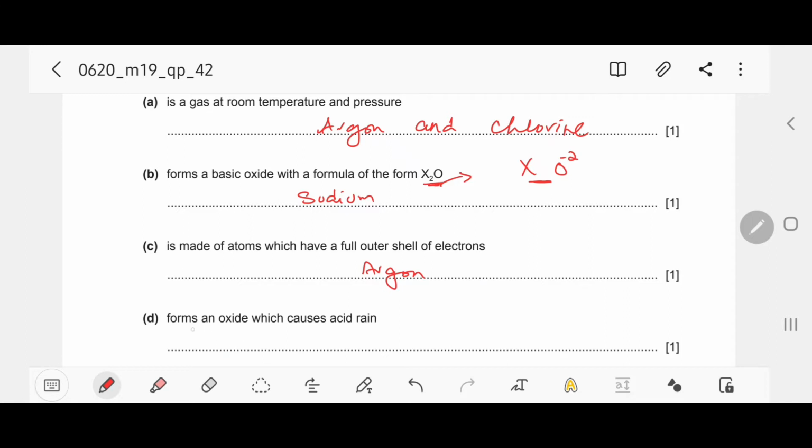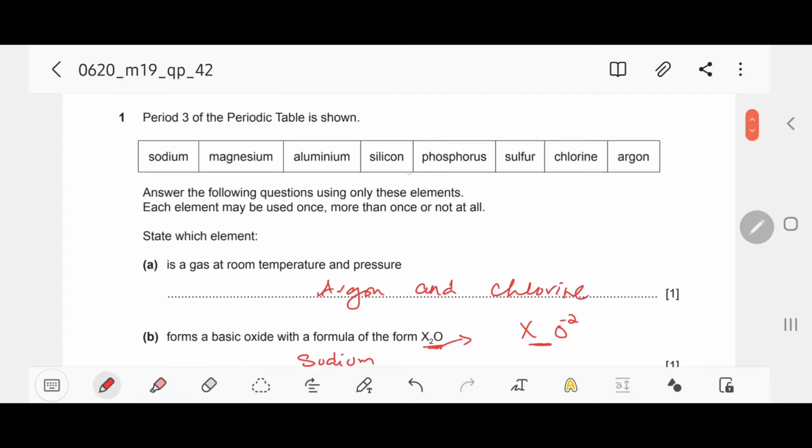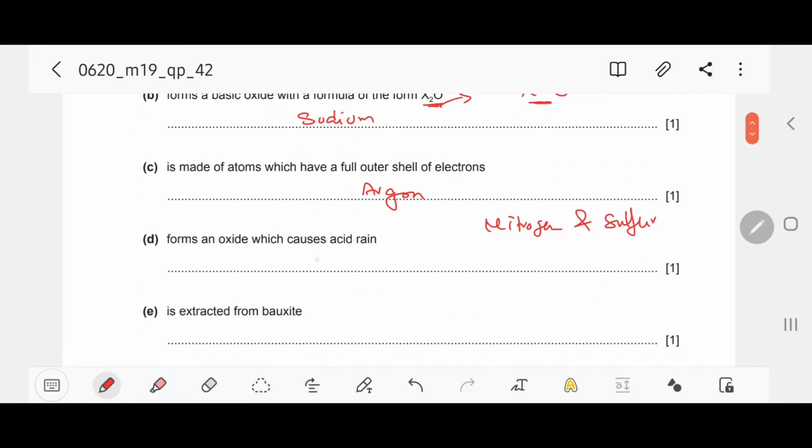Part D states an element that forms an oxide which causes acid rain. There are two kinds of element that form an oxide that causes acid rain. First of all, it's nitrogen, and the second one is sulfur. Let's see what is written there. It's written sulfur.